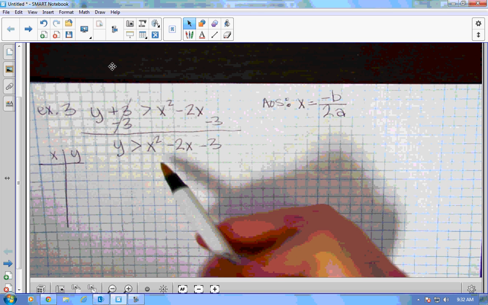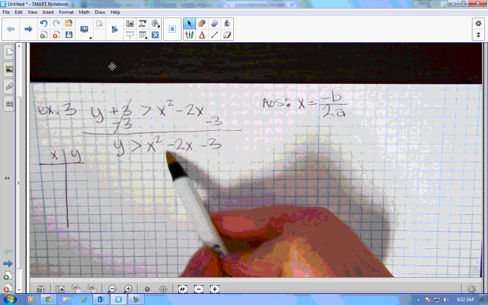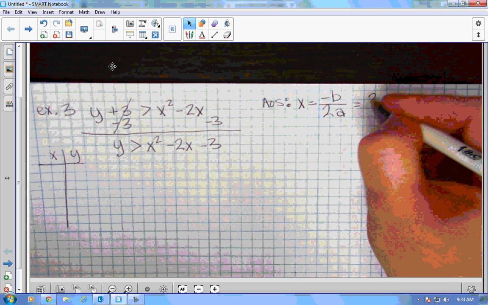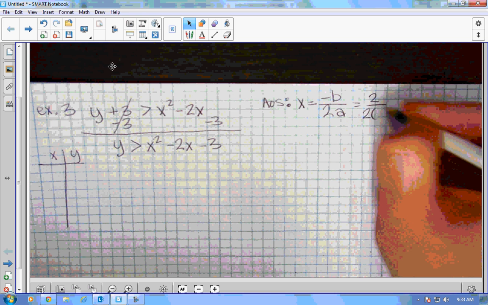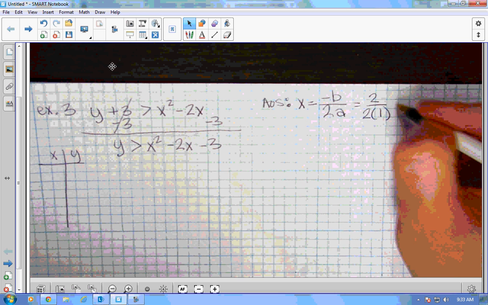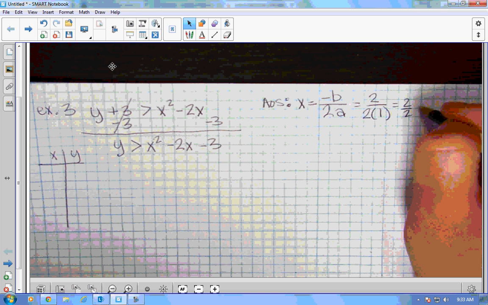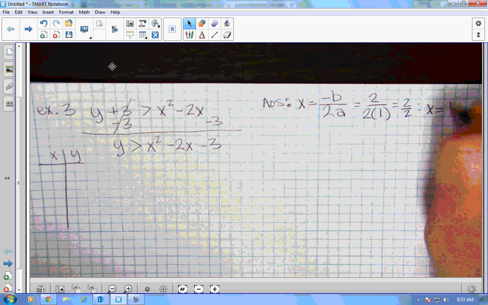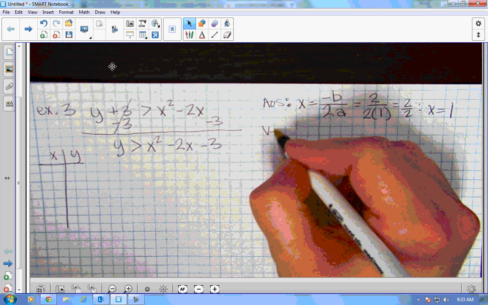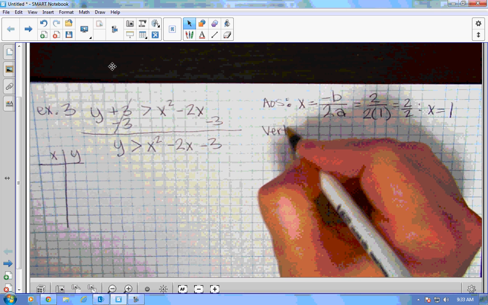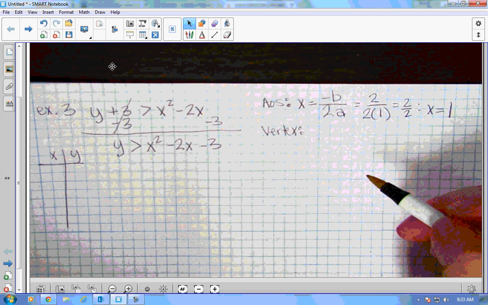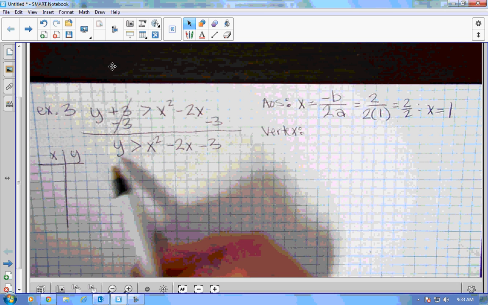Okay, b is negative 2, so negative b is positive 2, over 2 times a. A is 1. So 2 divided by 2 means our axis of symmetry is x equals 1. That is the x-coordinate of your vertex. To find the vertex, you plug that in. To plug in the vertex, wherever there's an x, we put a 1.